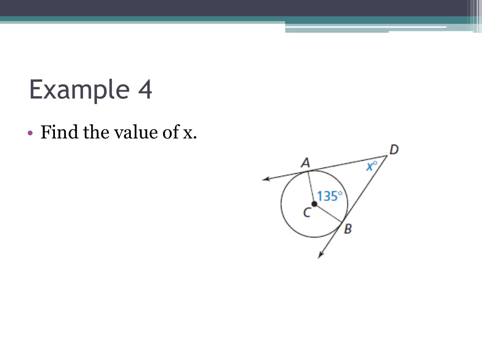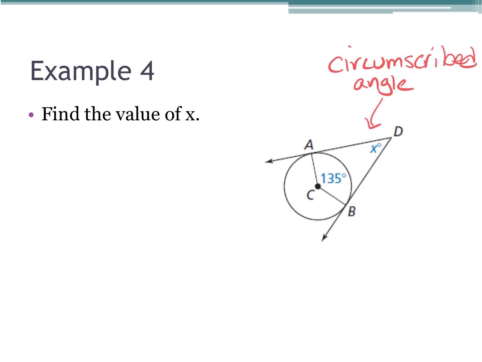So the last example wants me to find the value of X. X, in this case, is going to be my circumscribed angle. It's formed by 2 tangents. So this is a circumscribed angle. What I can do here is use my circumscribed angle theorem.